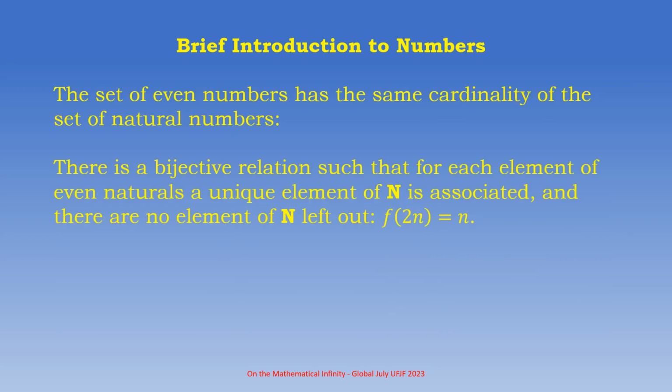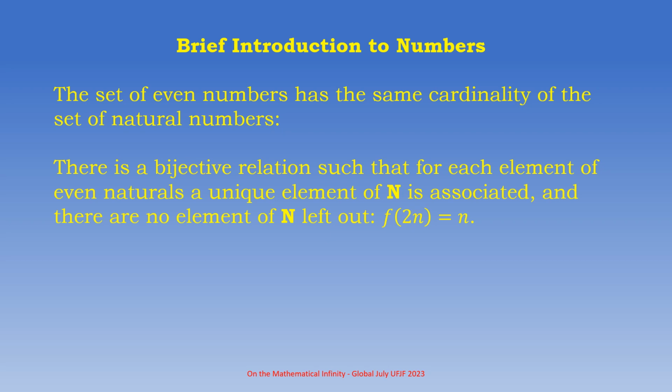Does the set of even numbers have the same cardinality as the set of natural numbers? Because there is a bijective relation such that for each element of the even naturals, a unique element of the natural numbers is associated. And there are no elements of the natural numbers left out. That's a representation of this bijection, of this relation.